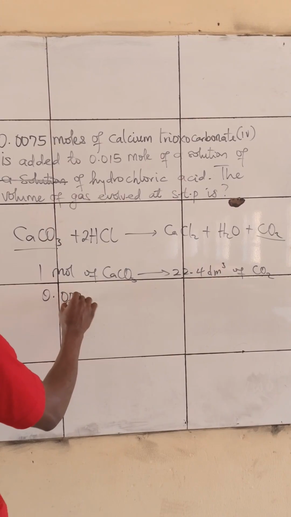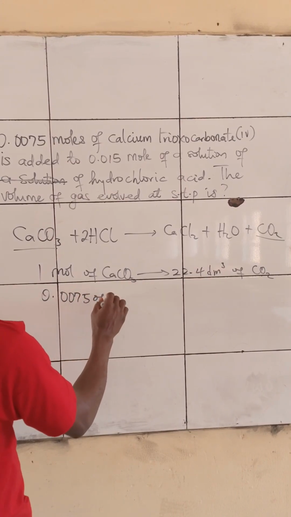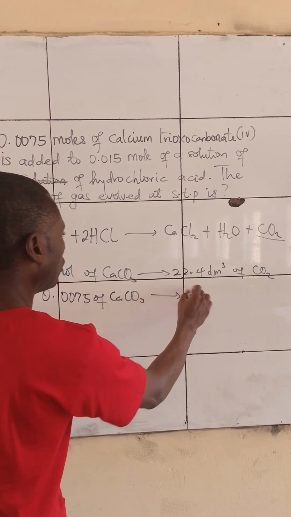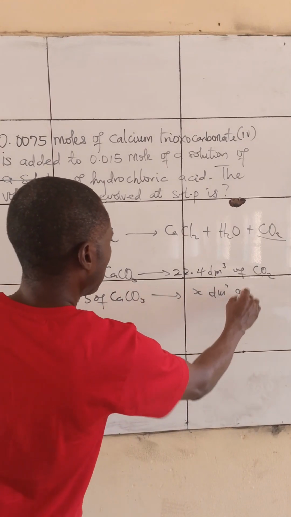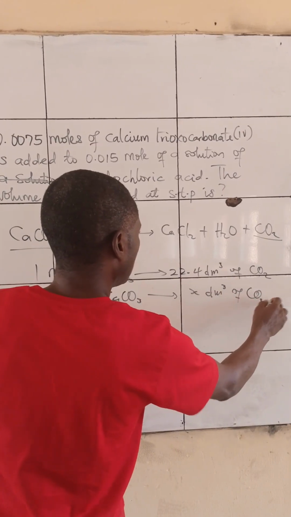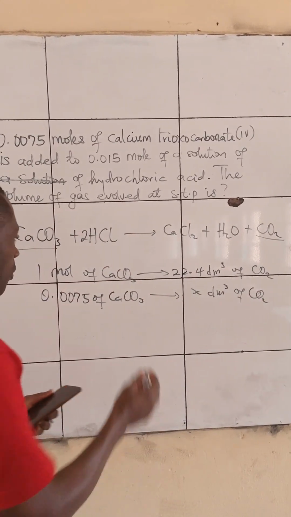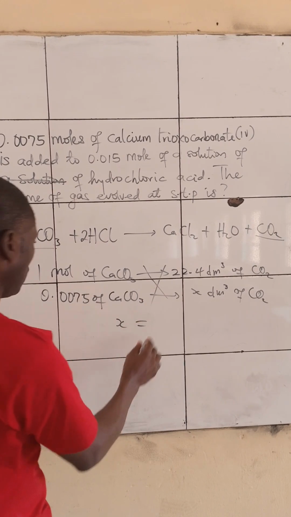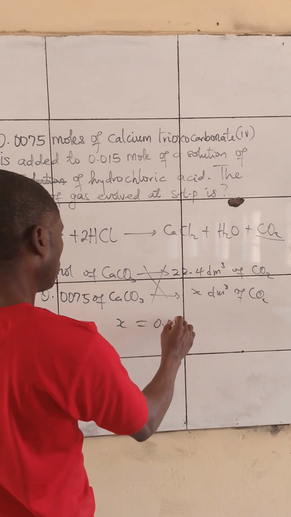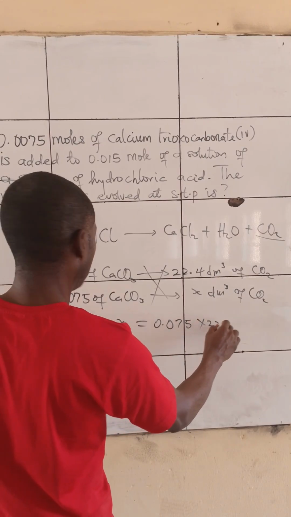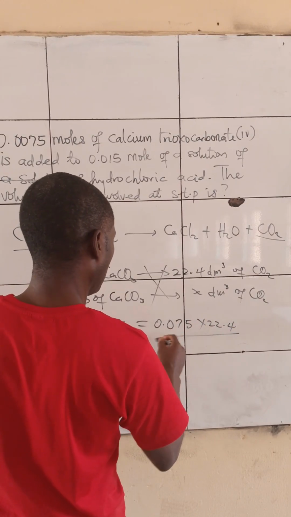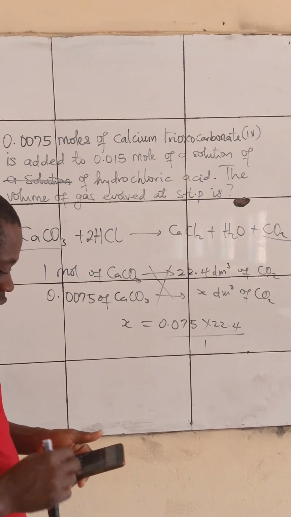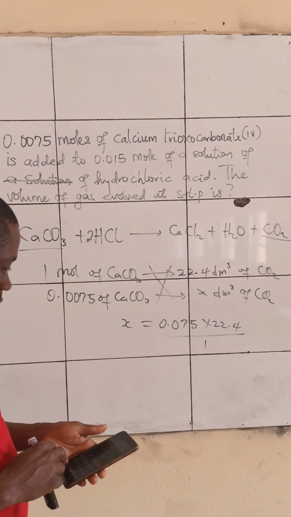So now, what does the question say? It says 0.075 moles of calcium carbonate will give you what dm cube? That's the question. So what you do is solve mathematically, you cross multiply. When you do that, x will be equal to 0.075 times 22.4 dm cube all over 1. So you punch with your calculator.